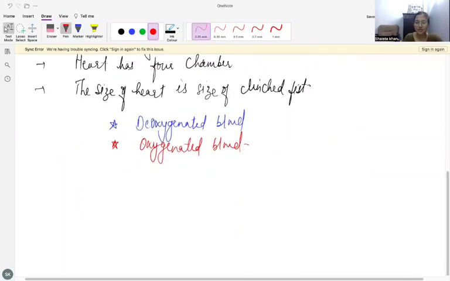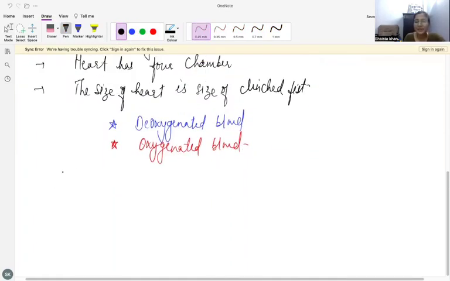How is this possible? So let's talk about the different parts of the heart. What are the different parts of the heart? Basically, our heart consists of different organs. The first one is the arteries.